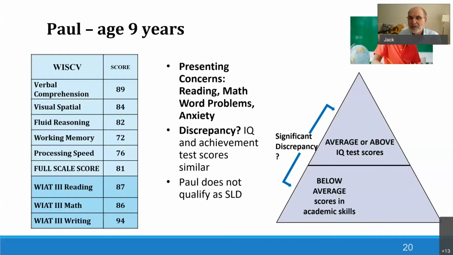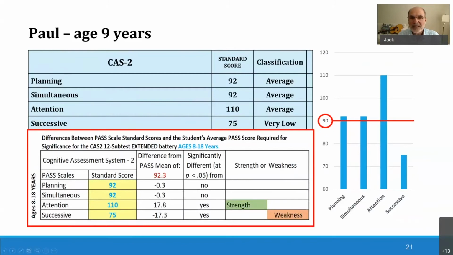You don't really know. But look what Steve found when he gave the Cognitive Assessment System. The boy had a 92 in planning, average, a 92 in simultaneous, 110 in attention, but a 75 in successive processing. When we analyze these scores, this is actually a spreadsheet that I'll tell you about that you get for free that does all this analysis. But when we analyze it this way, we find he has a strength in attention and a weakness in successive processing, but he's also just pretty darn good at planning and simultaneous.